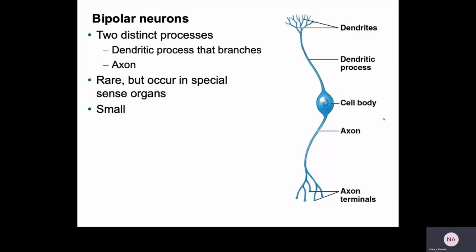Here's a bipolar neuron, which means you have a cell body and two processes associated with that cell body. One of those processes will act like dendrites, and the other process is going to act like an axon. These are relatively rare. You will find them in the structures that are associated with the special senses. So I would know that if I were you. And we'll talk more about that when we get to the special senses.